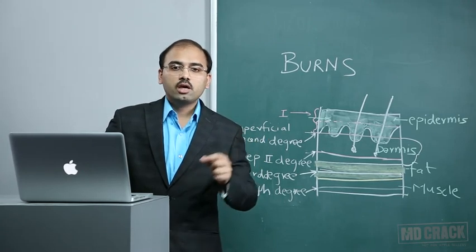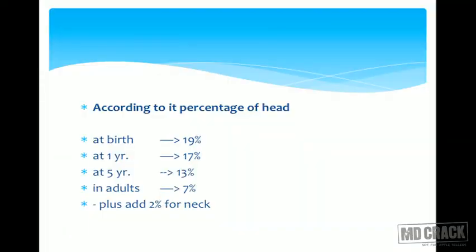So it differs accordingly. According to percentage of head, here is the chart. At birth it is 19% for the head. Then at 1 year it goes to 17%. At 5 years it is 13%, and in adults it is 7%. You have to add 2% to each of them to make it head and neck, so 2% is for the neck. You should go through this chart very carefully, because you may be asked questions according to age.